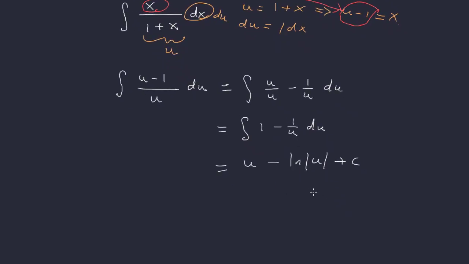Okay. Now we just need to make sure we put our x's back in. So remember, our u was 1 plus x. So this will be 1 plus x minus the natural log of the absolute value of 1 plus x plus c. Now here's something you'll probably notice if you look and check your answer and do all that stuff. Books and people will usually rewrite this as just x minus the natural log and the absolute value of 1 plus x plus c. They'll get rid of this 1.